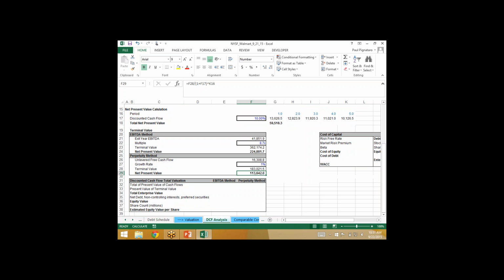So we have quite a difference between the EBITDA method and the perpetuity method. Usually I would say that that's a concern. It needs to be explained. But there's a good reason. The good reason is because we made up the discount rate. We've got to calculate the discount rate.